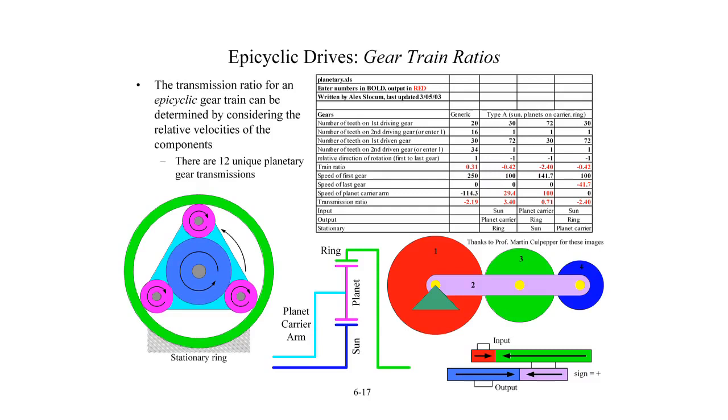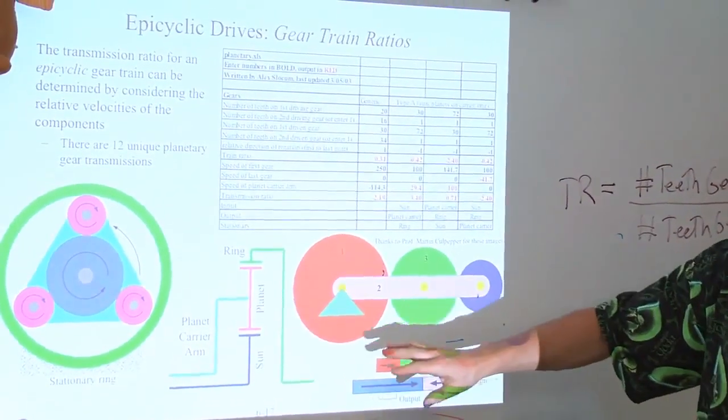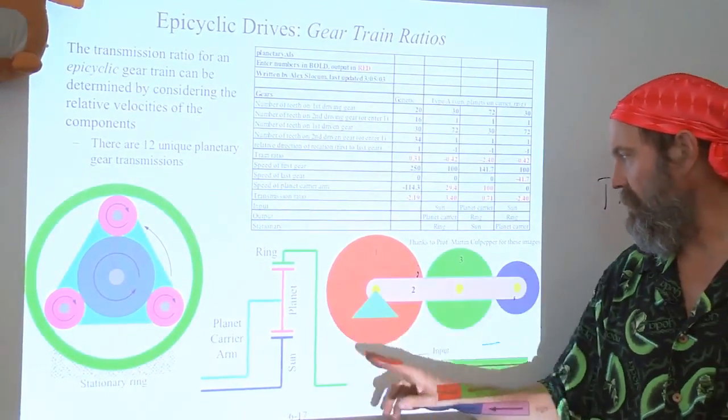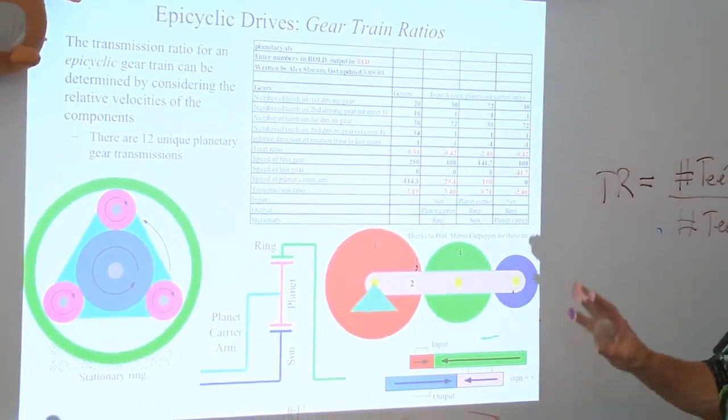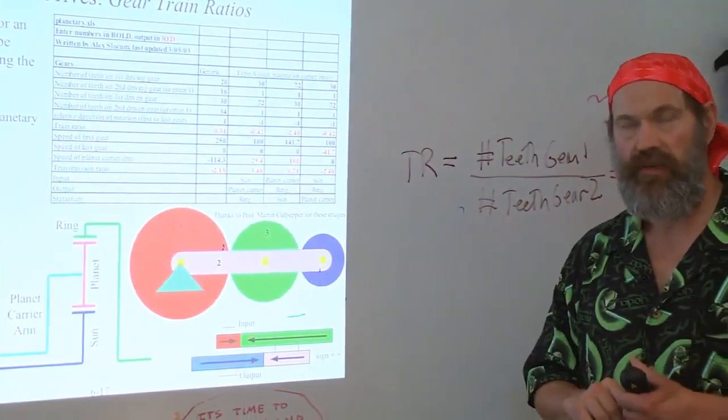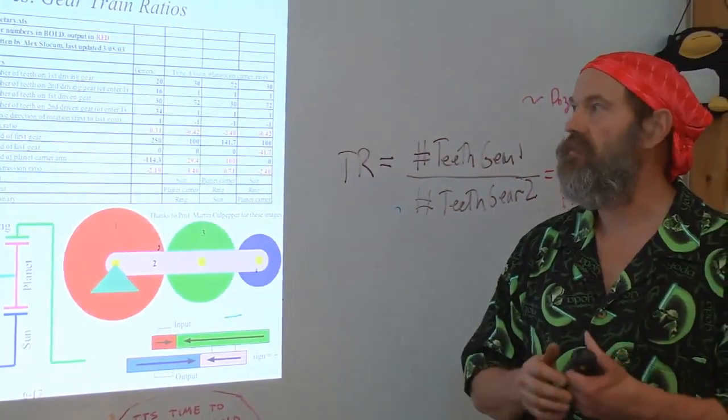A planetary drive, by the way, is of the generic form of what's called an epicyclic drive. Epicyclic drive being you have the carrier arm, the planet, the sun, and the ring, and depending on which one you hold fixed, give you which kind of motion and which kind of gear ratio. When I say which kind of motion, I'm talking about direction.